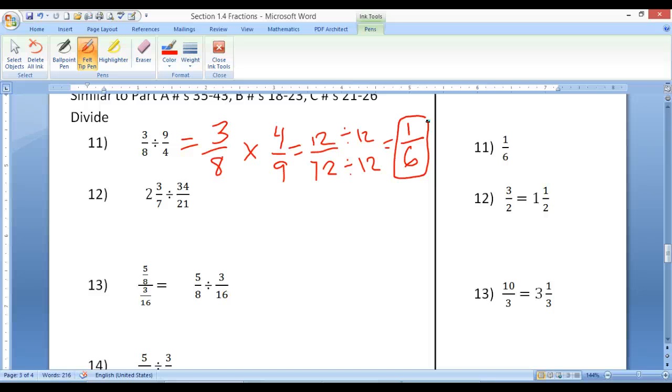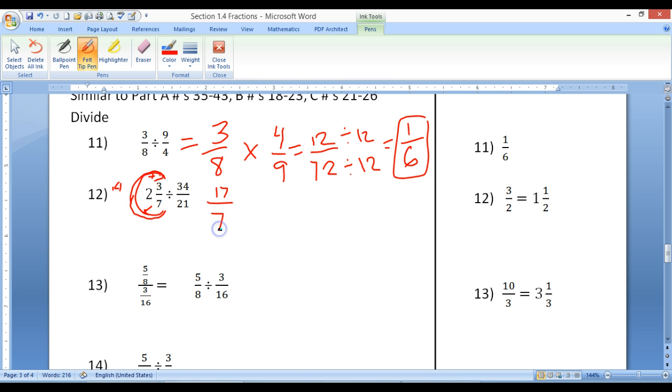Okay, so the next one I have 2 and 3/7 divided by 34/21. The first thing I need to do here is make my first fraction into an improper fraction instead of the mixed number. So we're going to do our clockwise circle, multiply and add. So I have 7 times 2. If you need to keep a little note of our running total, that's 14 plus 3 makes 17.